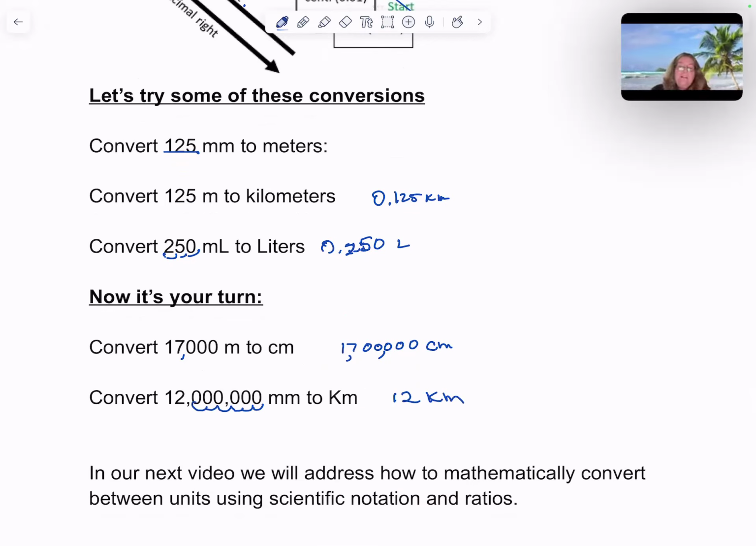I hope this decimal hopping helped. In our next video, we're going to address how to do this mathematically using ratios and scientific notation to convert between units. I hope this quick little video on decimal hopping helped.